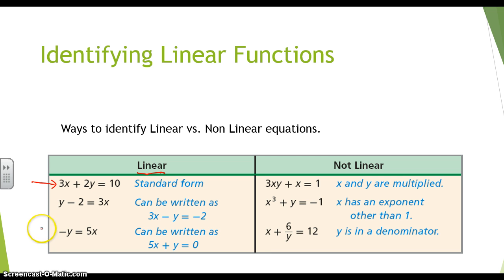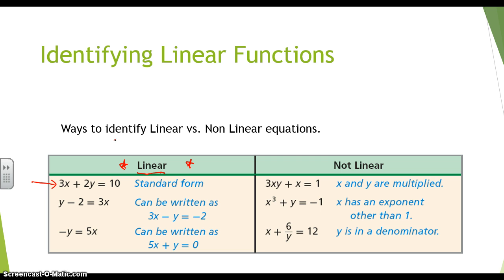You could have something written in the form y minus 2 equals 3x, and you could rewrite this in standard form as 3x minus y equals negative 2. Another way that you could determine whether it's linear or not is if you have the form of negative y equals 5x, you could have 5x plus y equals 0. So these are examples of how something can be represented as linear.